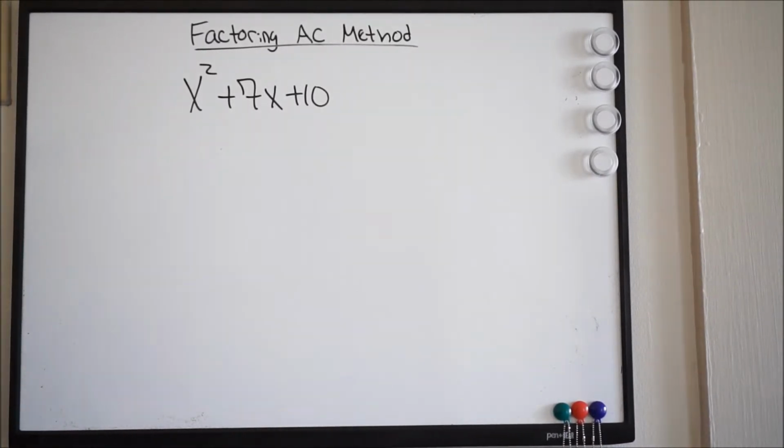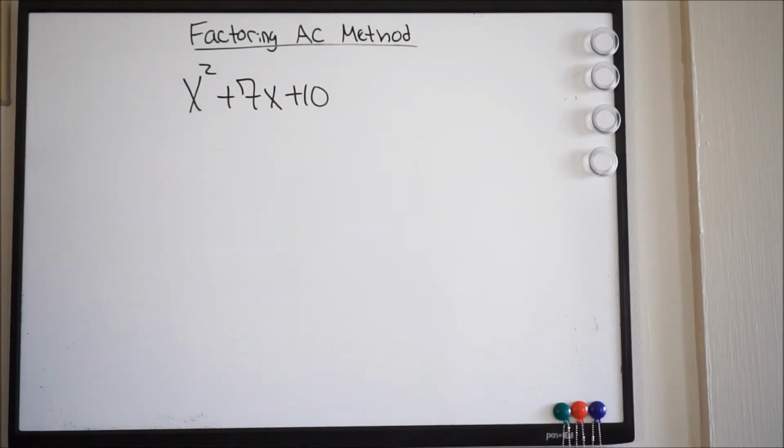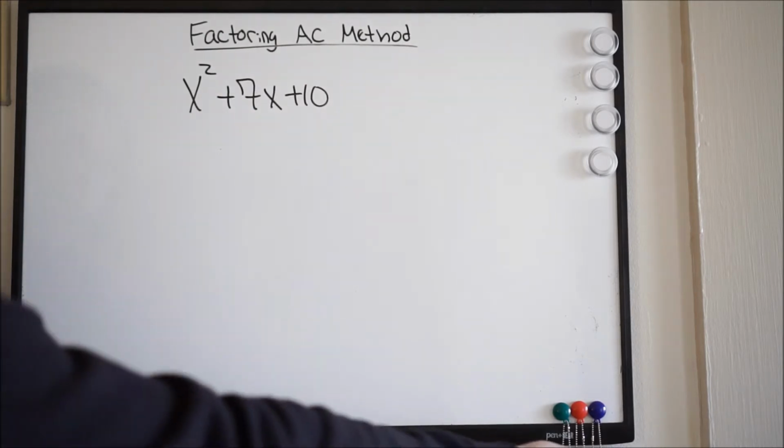Okay guys, today we're going to be talking about factoring quadratics using the AC method. Now the first problem we're going to start out with is x squared plus 7x plus 10. Now recall this quadratic is in standard form. If you forgot what standard form looks like, I will write that off to the side right now.